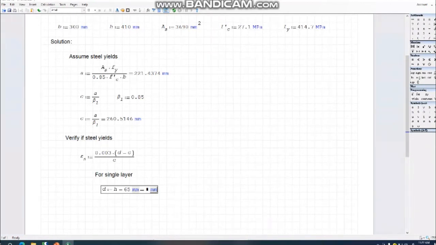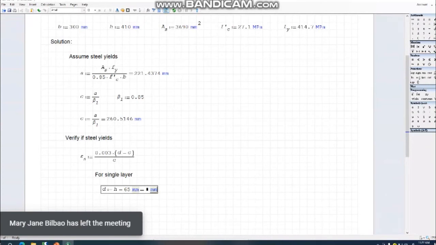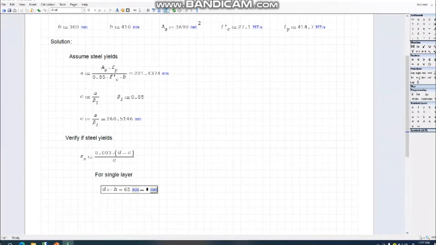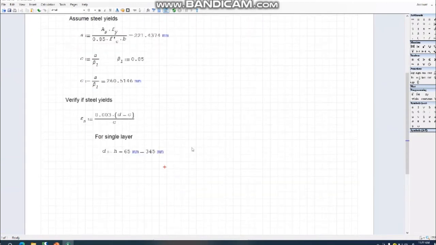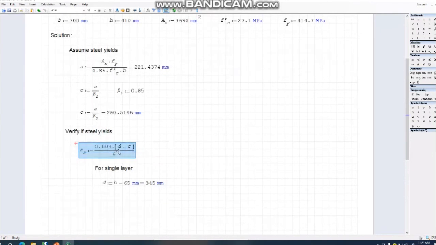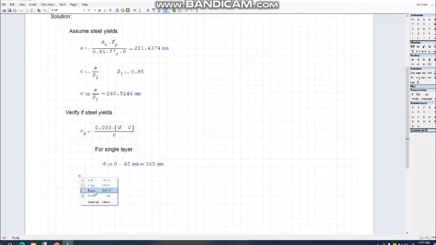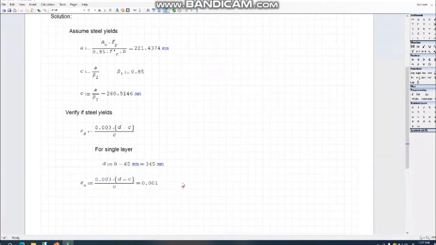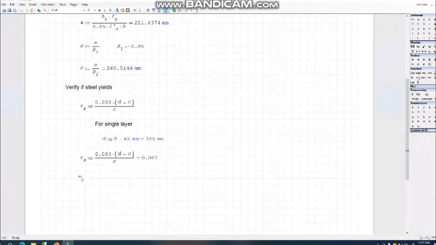Okay, so now we have the effective depth. Since we have the effective depth, we have our c. Okay, we can calculate. So let's compute this. 0.001. From that, let's calculate Fs, which is epsilon S times E sub S.